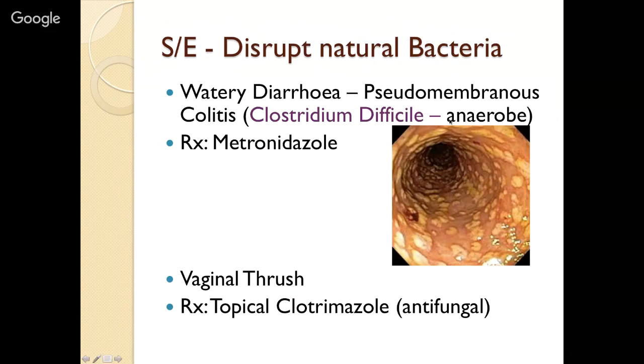And if you ever wondered what a pseudomembrane was, in pseudomembranous colitis, that's what it looks like macroscopically, which is pretty gross. And you can also kill off the bacteria on the skin, so you can get thrush as well, which is treated by clotrimazole. That's been on a practice exam in the past, so probably stick that one in your brain.